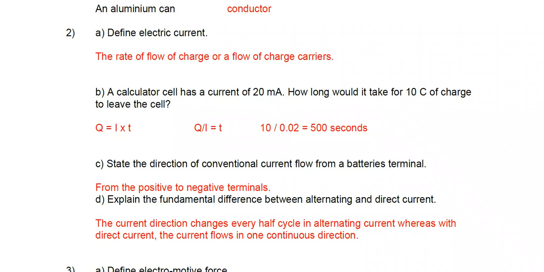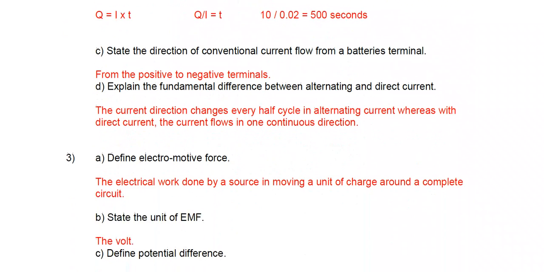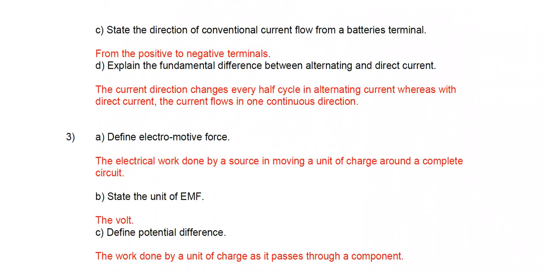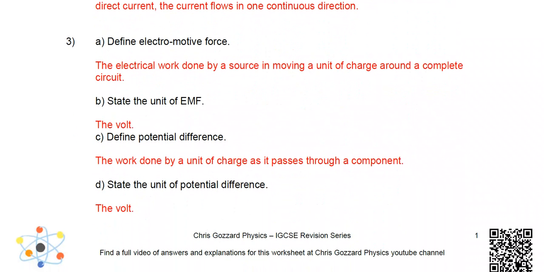C. State the direction of conventional current flow from a battery's terminal. Well, it's from the positive to negative terminals. D. Explain the fundamental difference between alternating and direct current. Well, the current direction changes every half cycle in alternating current, whereas in direct current, the current flows continuously in one direction.